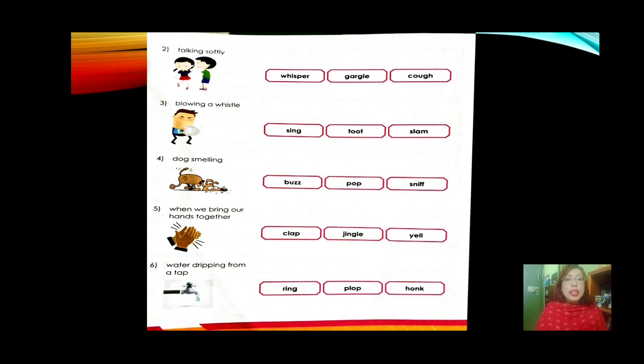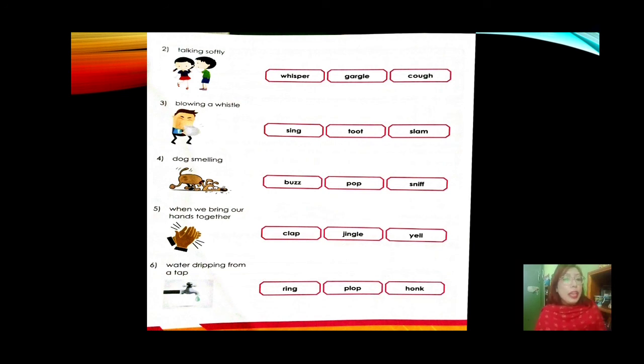Okay, the next one is very simple. When we bring our hands together, what sound does it make? It makes a clap sound or a jingle sound or a yell sound. It makes a clap sound, right? Yes. When water is dripping from the tap, when you close the tap and it's not closed properly, small drops of water drip from the tap. What sound does it make? Ring or plop plop or honk? It makes a plop.